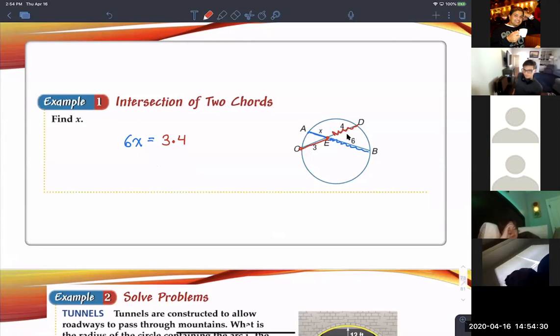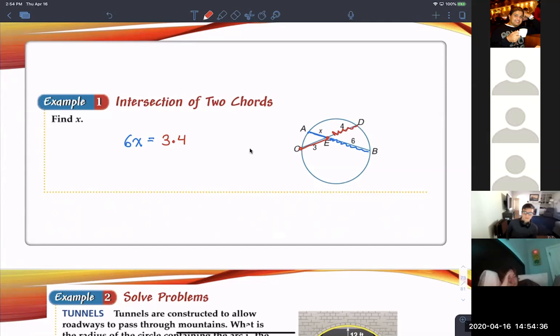So 6 times x, which is 6x, equals 3 times 4. When we solve this, we get 6x equals 12. So x equals 2.